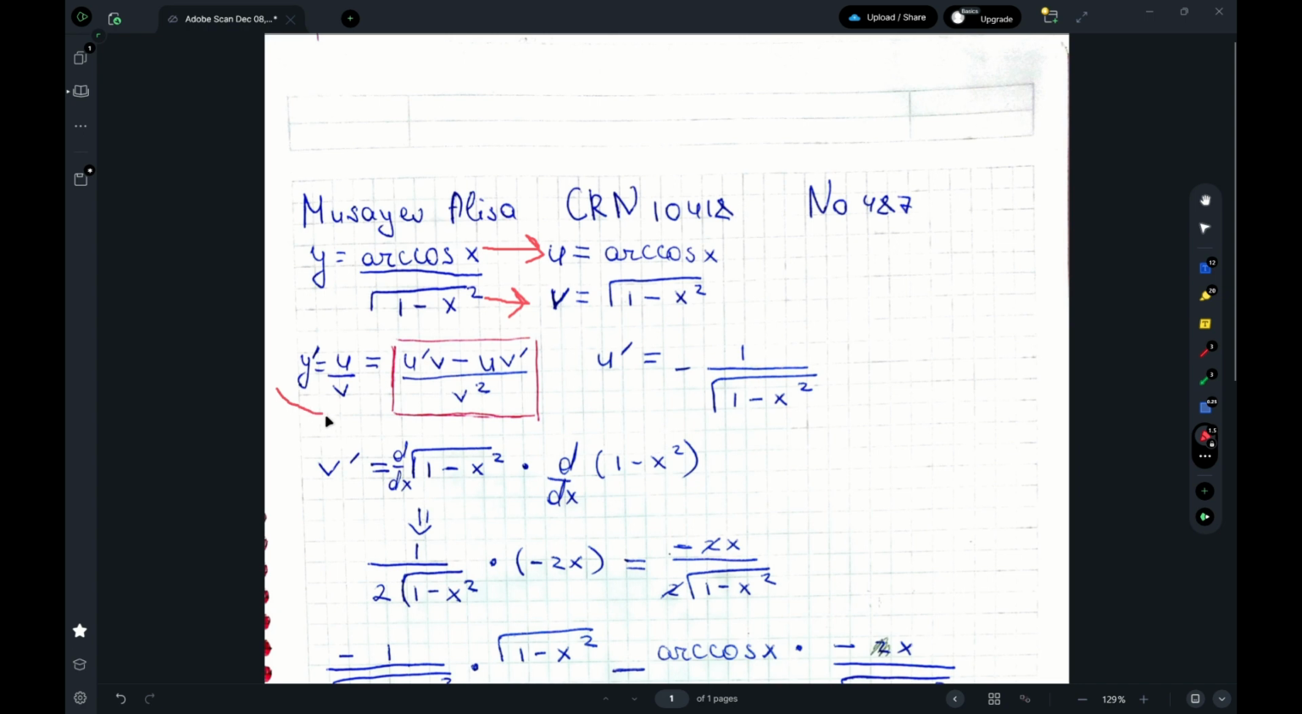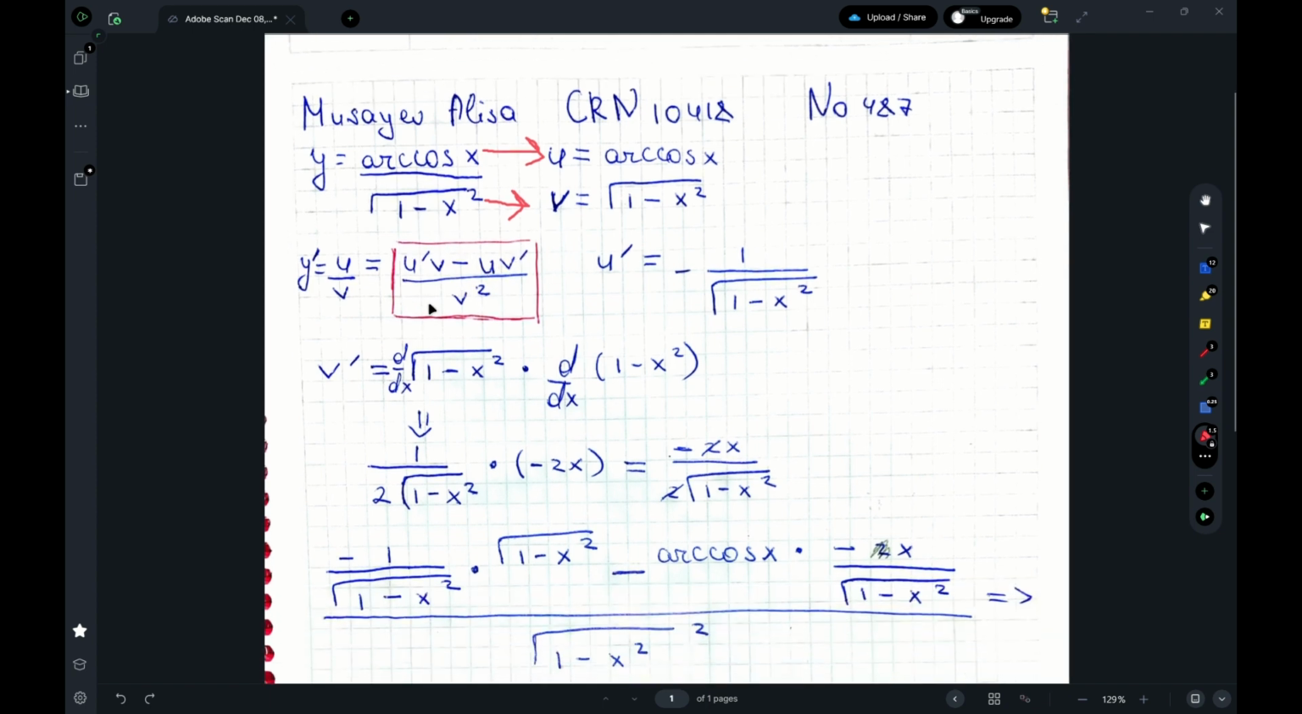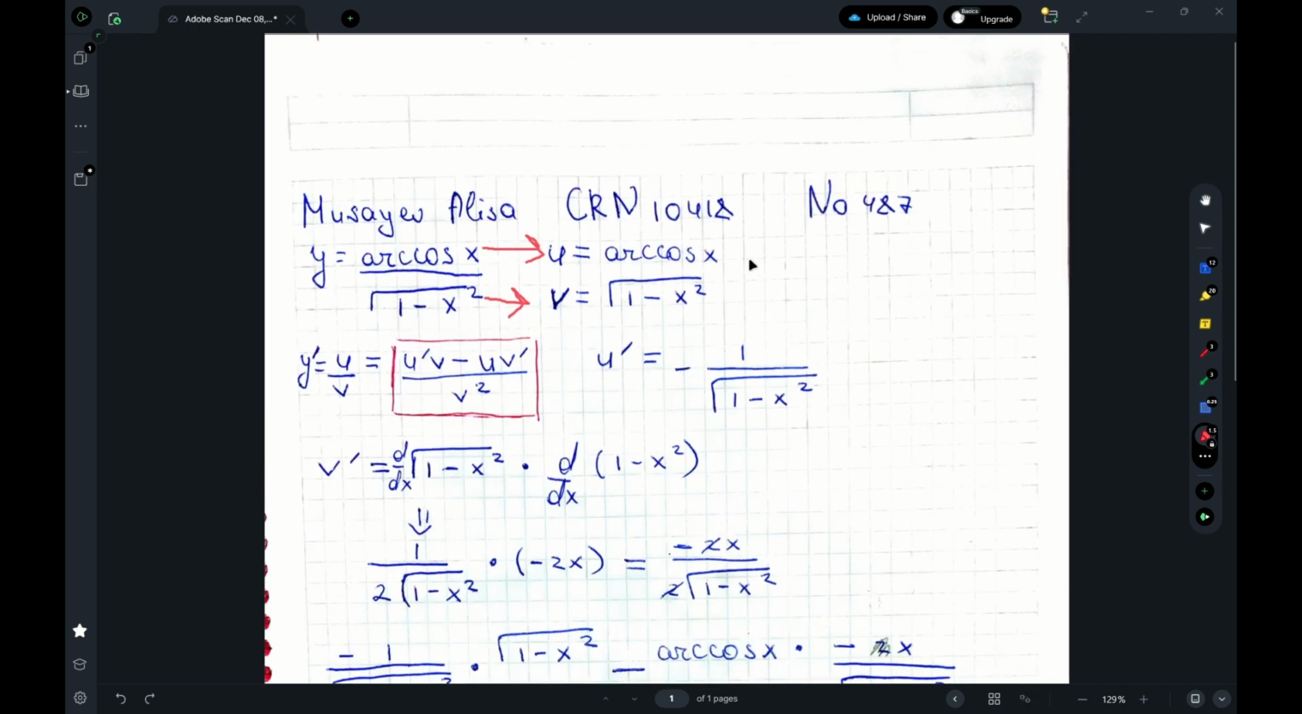So we can look at the problem as u divided by v, and the derivative rule, the quotient rule for this is: derivative of u multiplied by v minus u multiplied by v derivative, divided by v squared. So let's look at what is the derivative of u and the derivative of v. So the derivative of arc cosinus x is minus 1 divided by the square root of 1 minus x squared.